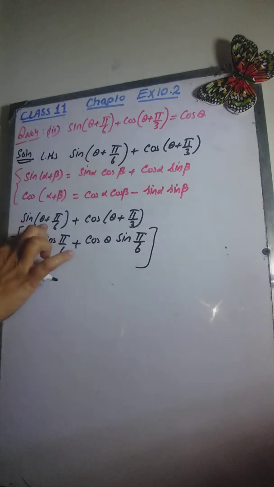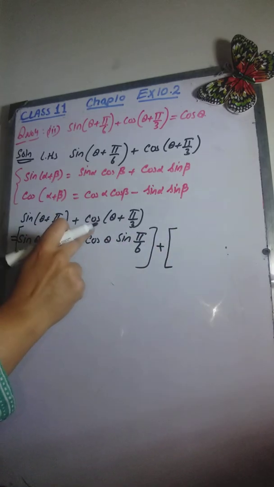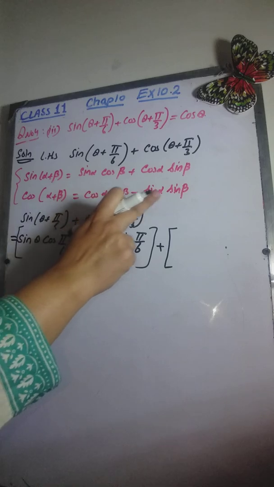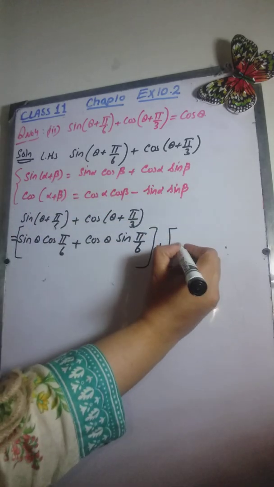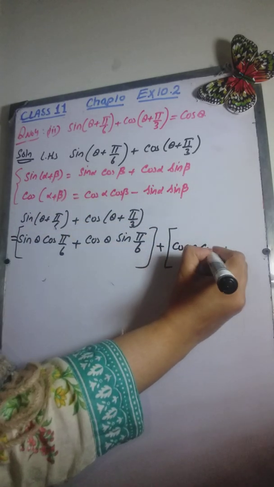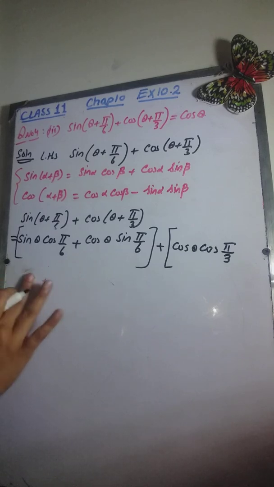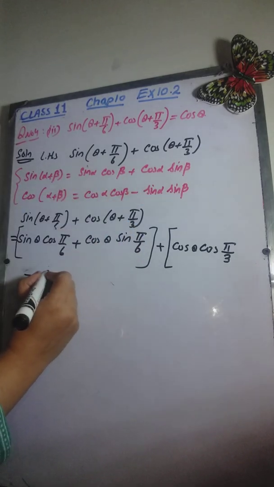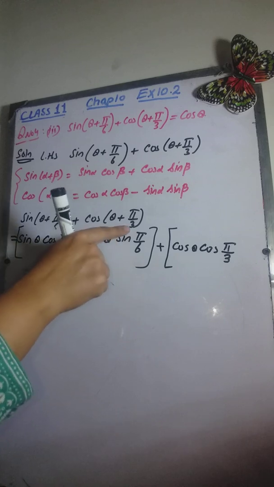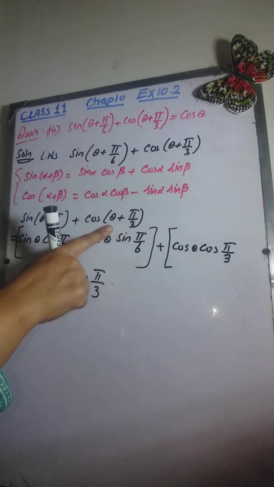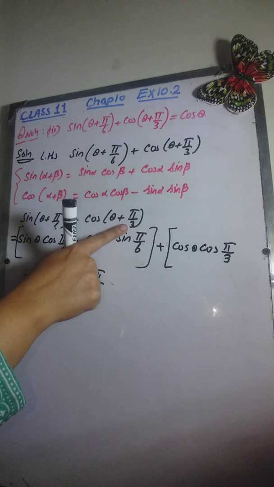I have applied the identity sine alpha plus beta on this and I got this, plus I'm going to write the next: cos of alpha plus beta is equal to cos of alpha cos of beta minus sine alpha sine beta. So what am I going to write? Cos of alpha cos of beta pi by 3, plus minus of sine of theta and sine of beta. In place of beta we have pi by 3, in place of alpha we have theta. So you just have to write the right hand side by replacing alpha by theta and beta by pi by 3. So this is what we have done.